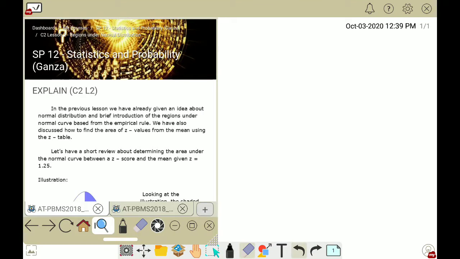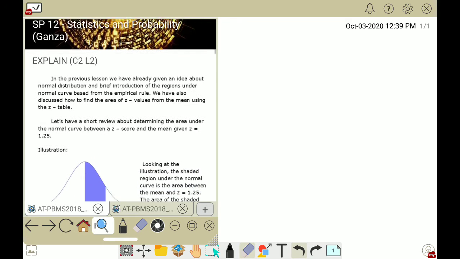Okay, today we are going to discuss chapter 2, lesson 2, which is regions under the normal curve. Previously, we introduced the concept of the normal curve and its properties. Now we will start exploring what is inside the normal curve.